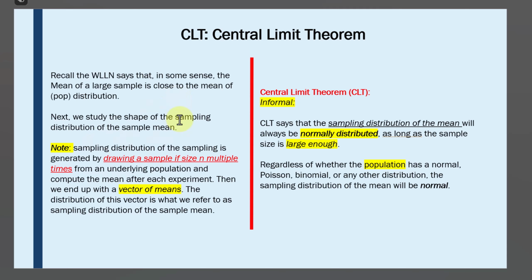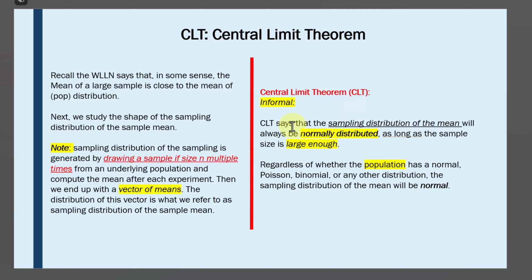And to show that, we have created a sampling distribution of the means by drawing multiple samples from an underlying population and calculating the mean every time we select a sample. And in that way, we created a vector of means which has a distribution. And that distribution, of course, has a shape. The central limit theorem is concerned with the shape of this distribution.